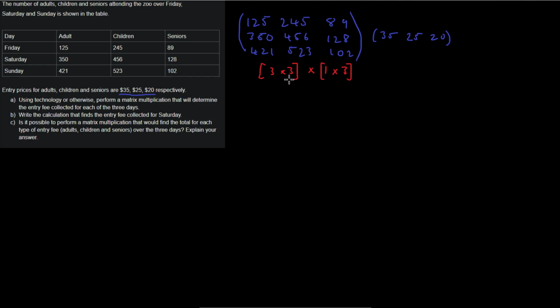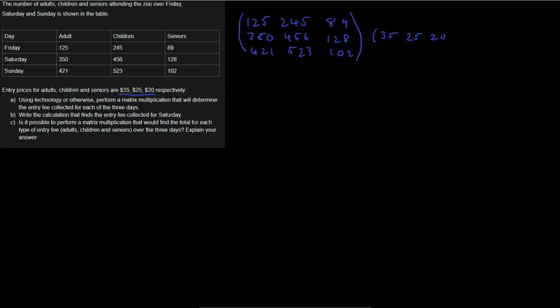If we have a look at the internal dimensions, the dimensions that are next to each other, the 3 and the 1, they're not the same. So this does not work. It's not possible. You can't do that multiplication. So let's go back.